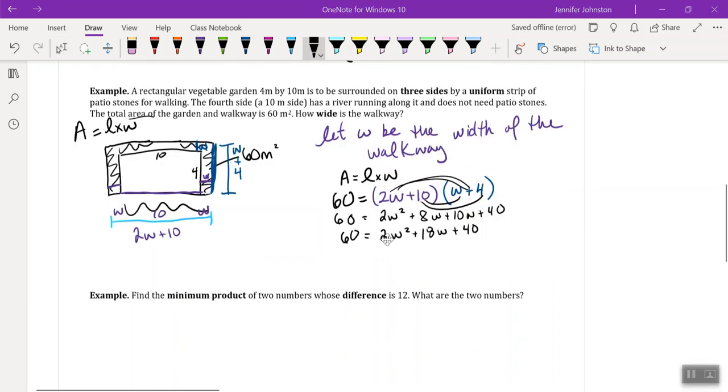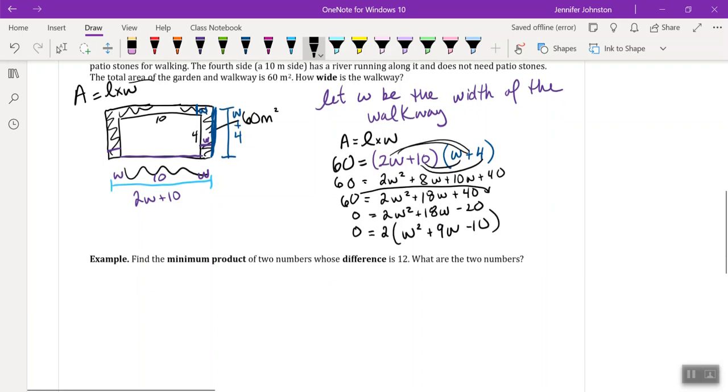So I FOILed it and I get 2w squared plus 18w plus 40. Alright, well that's almost it, but we need to bring that 60 over to the other side as well to finish off that trinomial. So when the 60 comes over the other side, it's going to become a negative, so 40 minus 60 gives us negative 20. From there we are going to try to factor it, because anytime you see a trinomial, you try to factor. So we can common factor the 2, and we're left with w squared plus 9w minus 10.